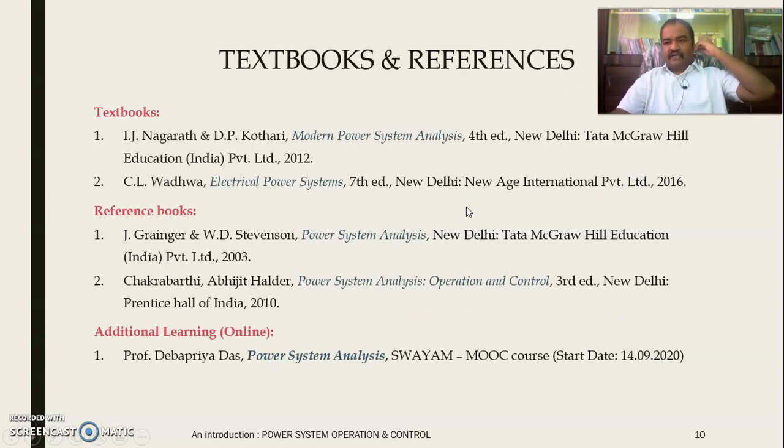So these are the textbooks which I'll be following. I do suggest these textbooks for you also. The first one is Modern Power System Analysis, the 4th edition, published by Tata McGraw-Hill Education Private Limited. It is written by well-known authors, Nagrath sir and Kothari sir. The other one is C.L. Wadhwa, Electrical Power Systems. So you will get the entire material in these 2 textbooks. I do prefer that you follow these 2 textbooks. And if you have any doubts, you can go to the advanced reference books, Power System Analysis by Stevenson, and there is another book, Power System Analysis, Operation and Control by Chakrabarti.